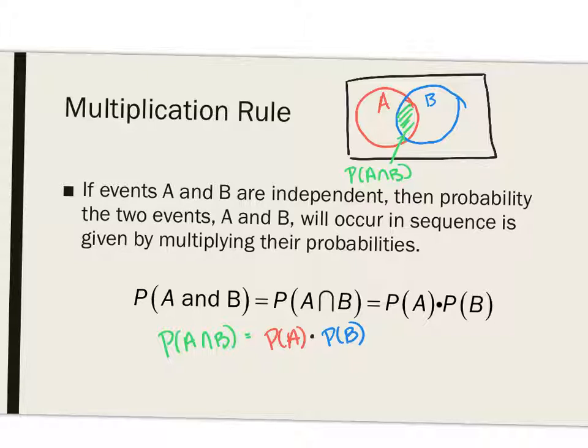We're going to formally establish this when we talk about conditional probabilities, but right now, the thing you need to know is that if you see the word independent, it just means to multiply probabilities.